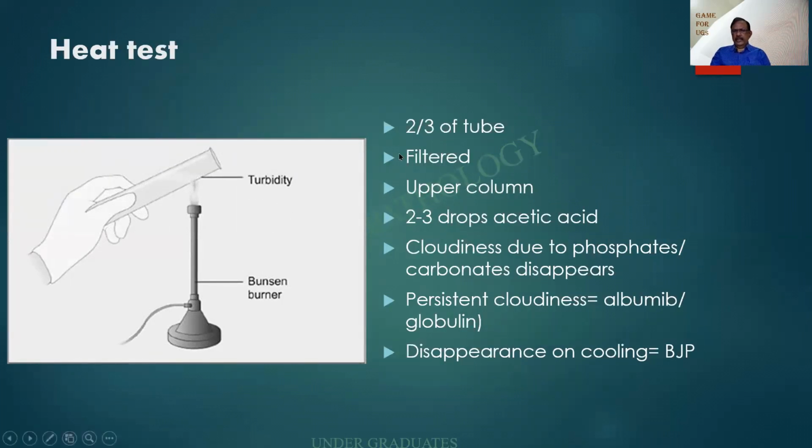Heat test, this is how it is being performed. And the cloudiness, if it is due to phosphates and carbonates, it disappears when we add acetic acid. You are supposed to add 2 to 3 drops of acetic acid. If it is due to other than proteins, they will disappear. If it is albumin, it is persistent. Heating and disappearing on cooling, it is BJP. It is not Bharatiya Janata Party, it is Bence-Jones protein.